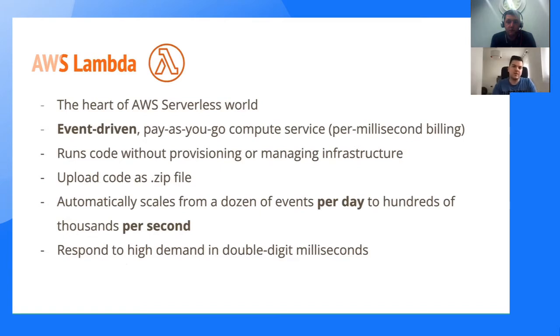As I said, the heart of the serverless world is AWS Lambda, which is basically an event-driven pay-as-you-go compute service. You are billed per millisecond, which is awesome. It basically runs your code without provisioning or managing infrastructure. The developers would be just like, here's my zip, upload it to AWS, and there you go, just run it for me. I don't care how you do it. I don't care how many instances you run. I don't care if I have just a couple of requests per day or I have a million requests per day. You just take care of all of that. And basically that's what it does. It can respond to high demand in double-digit milliseconds, which is definitely something that auto-scaling groups can't do.